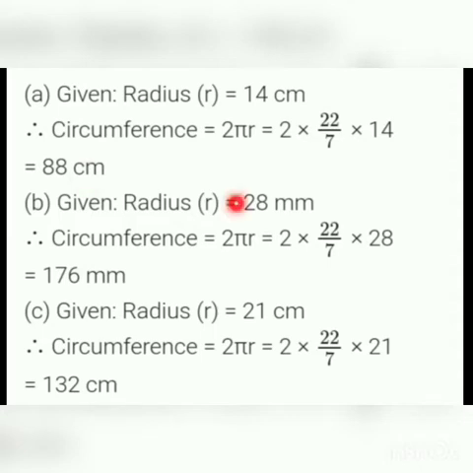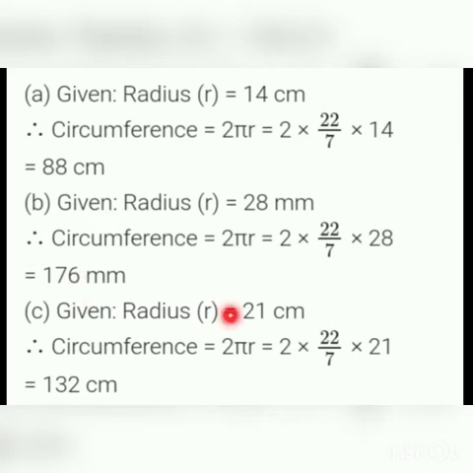Second, radius is given as 28 mm. So you will get circumference is equal to 2 pi r. What is it? 2 into 22/7 into 28. Here again 7 and 28 are factors. 7 into 4 is 28. So cancelling 7 and 28, you will get here 4. So 2 into 22 into 4, you will get 176 millimeter.